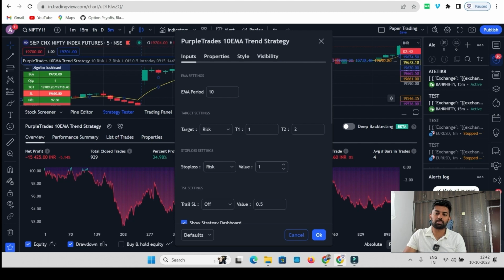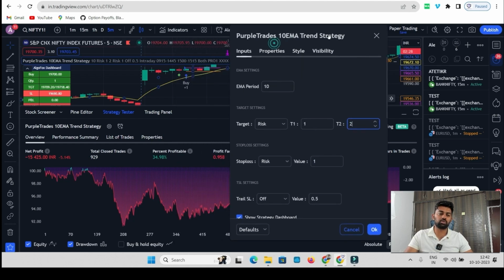So you can see stop loss is risk 1 and target 2. Target 1 is inactive because we are not doing partial exit in the beginning. So there's only target 2 active, that is 2. So we have risk to reward 1:2. At 1:2, the net profit is -5%.